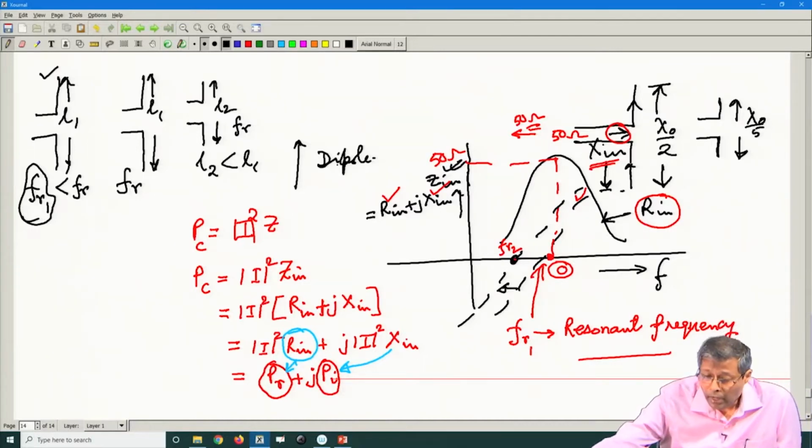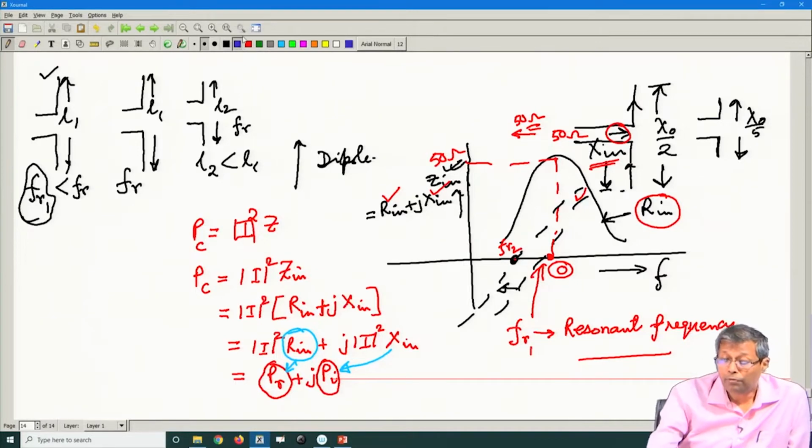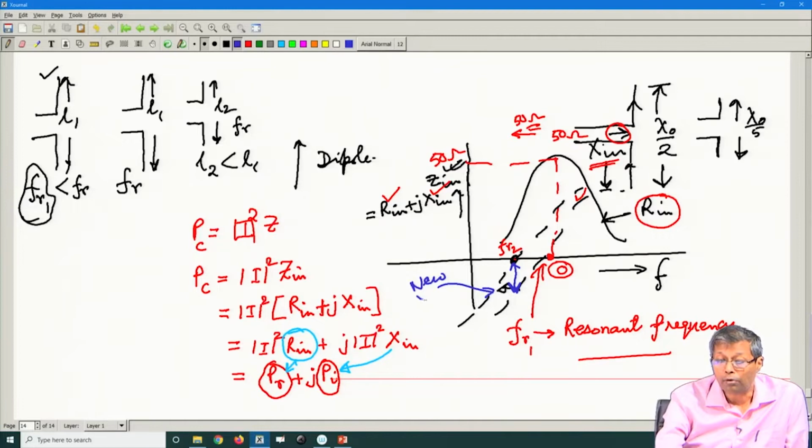We were seeing that the resonant frequency has to shift to the left in order for the antenna or the dipole to be miniaturized. This extra reactance has to be compensated, because the reactance curve has to move here. So, this is my new reactance curve, the new X in of the miniaturized antenna.